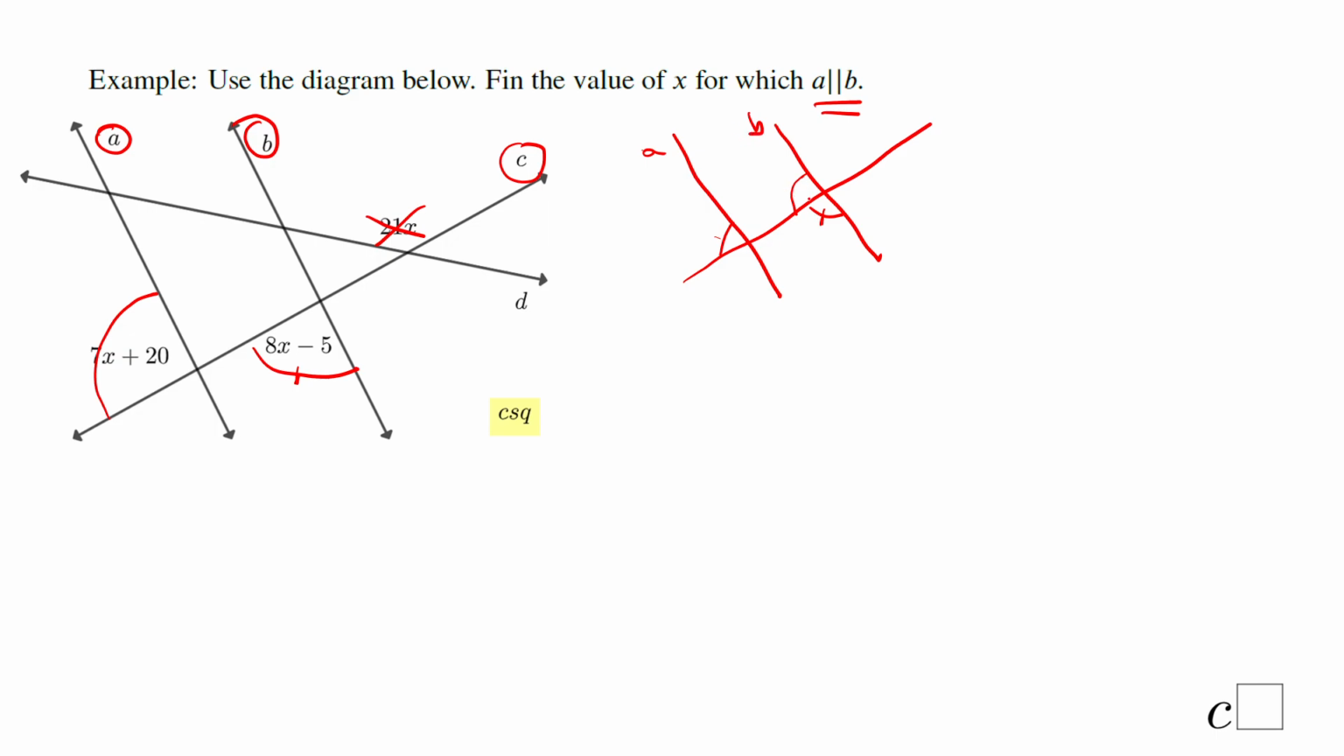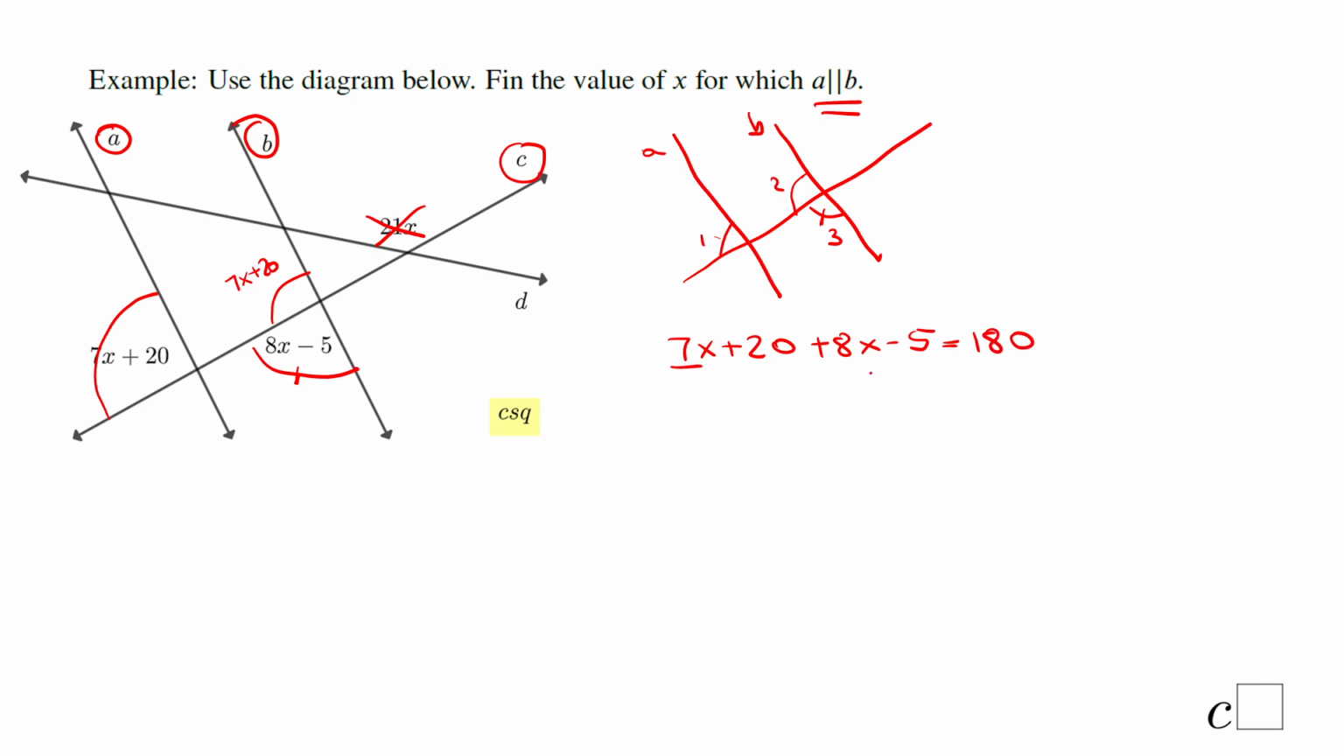And then this angle, it's 1, 2, and 3. Then angle 2 and 3 need to be supplementary. So this is the idea I'm going to use here. This angle should be 7x plus 20, and then A and B are parallel lines, and these two angles need to be supplementary. So that's my equation here: 7x plus 20 plus 8x minus 5 equals 180.